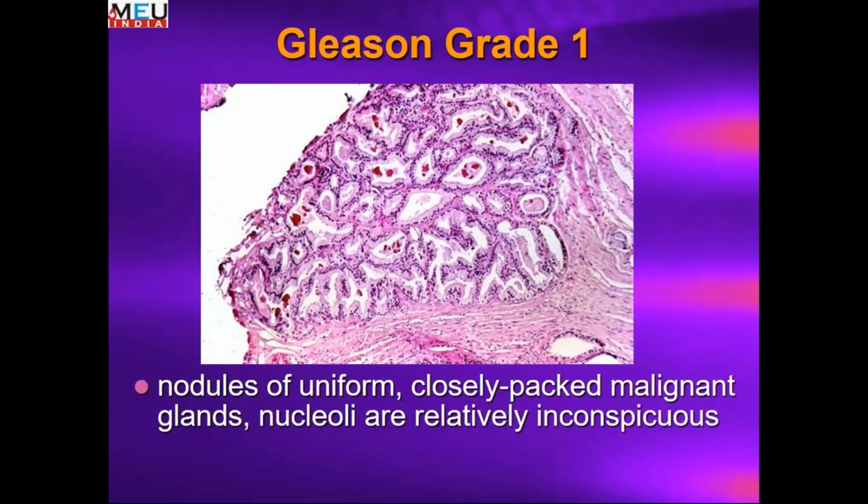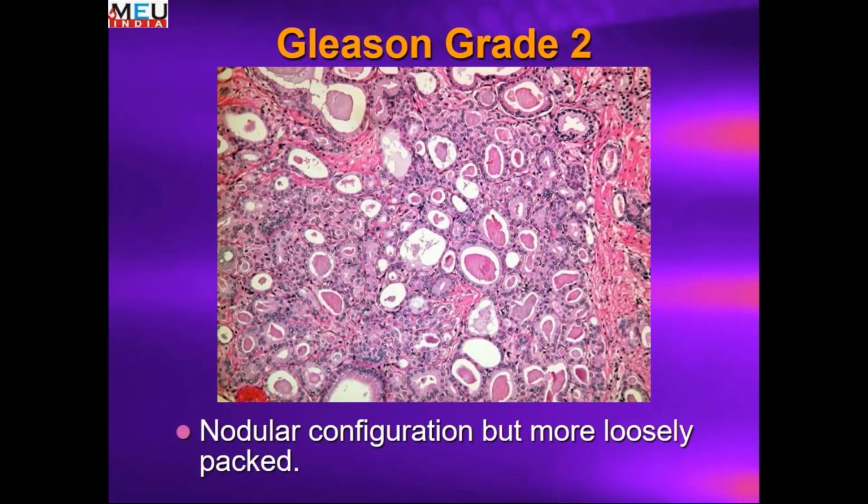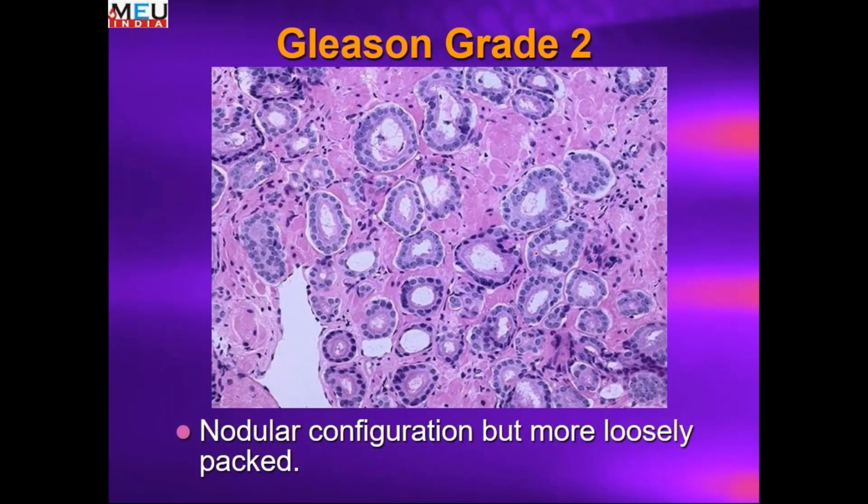The Gleason's grade 1 is the nodules of uniform, closely packed malignant glands. Nucleoli are relatively inconspicuous, and we can see the glands are closely packed. In Gleason's grade 2, there is nodular configuration, and more loosely packed glands can be seen. This is the nodular configuration, and they are quite loosely packed.